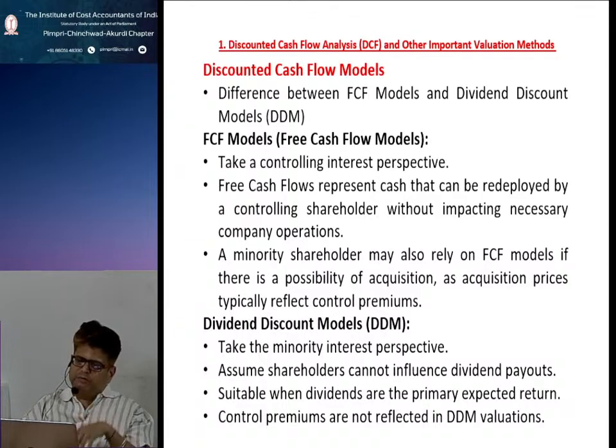Then we saw the difference between FCF models and dividend discount models. Free cash flow models typically take a controlling interest perspective. Free cash flows represent cash that can be deployed by a controlling shareholder without impacting necessary company operations. A minority shareholder may also rely on FCFF models if there is a possibility of acquisition, as acquisition prices typically reflect control premiums. And then DDM takes the minority interest perspective. It assumes shareholders cannot influence dividend payouts. It is suitable when dividends are the primary expected return and control premiums are not reflected in the DDM valuations.